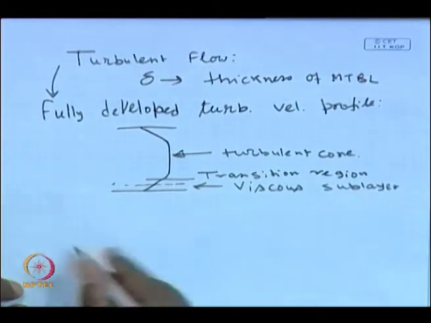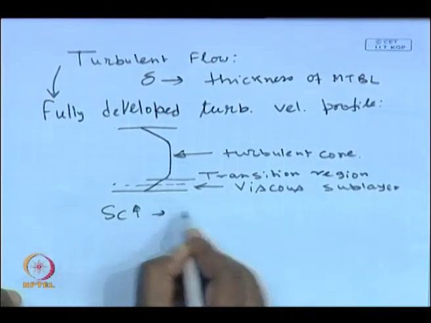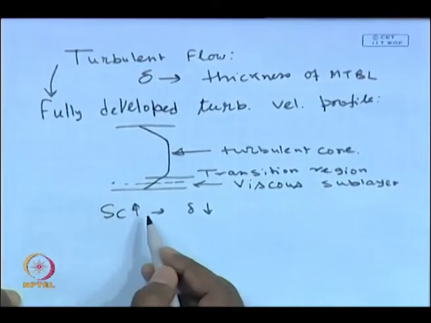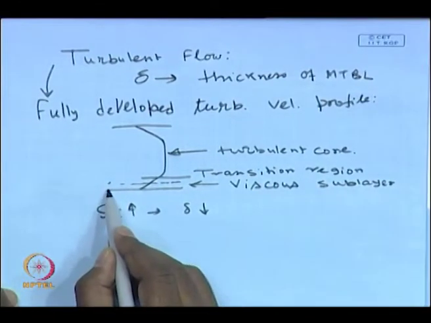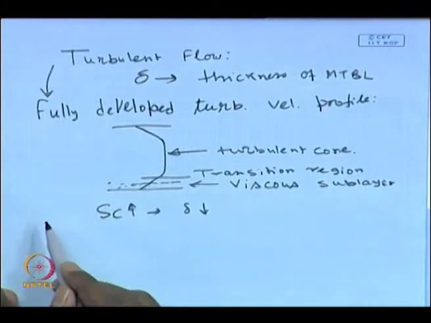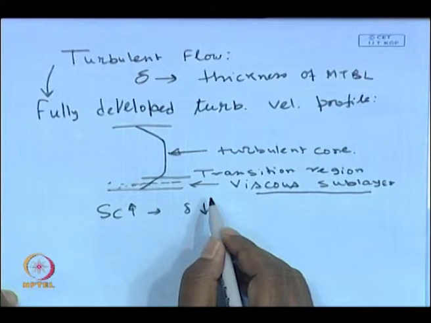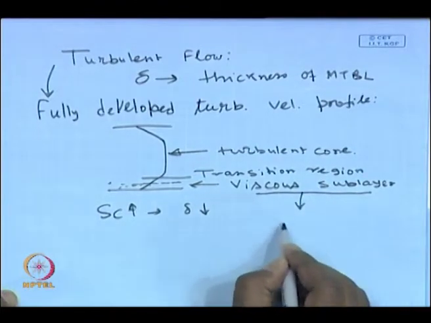Now, since we are talking about a flow of high Schmidt number, the delta will be very small. That means there is every possibility that delta will be lying within the viscous sublayer. Okay. And in the viscous sublayer, the viscous forces will be dominant.